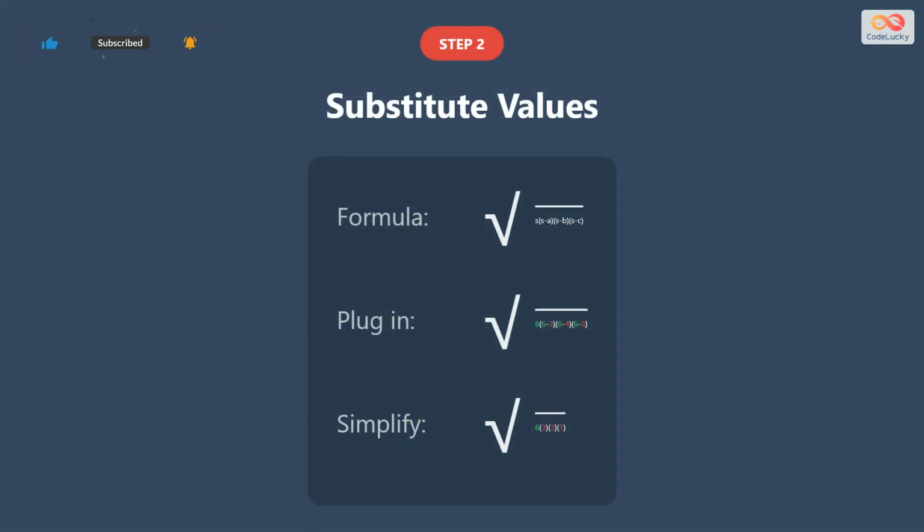Now we substitute our values into the formula. We replace S with 6 and subtract each side length from it. So we have 6 multiplied by 6 minus 3, multiplied by 6 minus 4, multiplied by 6 minus 5. Simplifying the brackets, we get 6 times 3 times 2 times 1.